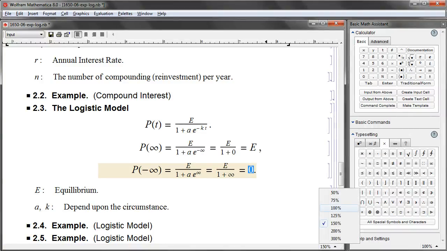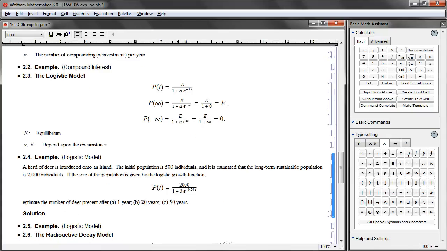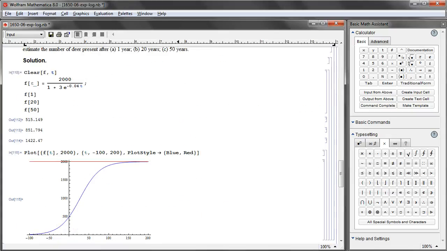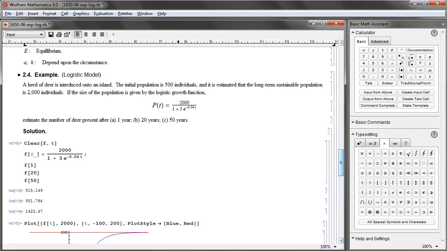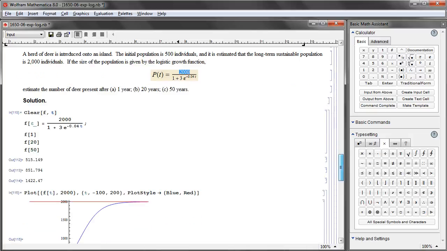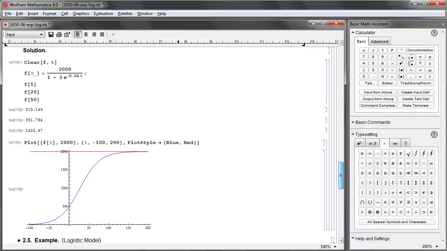And let me show you a picture. Here is a graph of a logistic model, I think. Yes. Well, this one is related to a herd of deer introduced onto an island, and then the mature population was 2,000. In that case, as you can see, we have a horizontal asymptote that's 2,000. So that's the equilibrium.